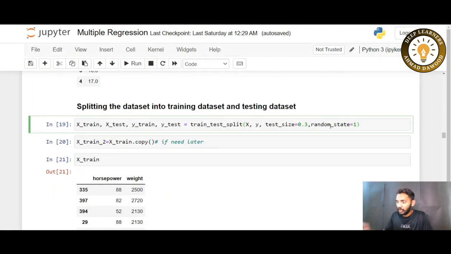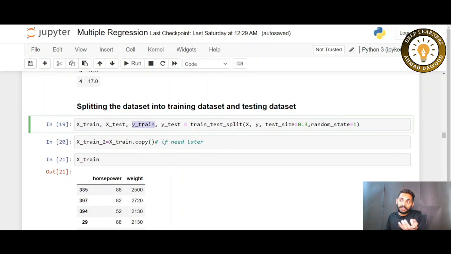So here I have four data sets in total. X_train, which is the independent variables for the training data set. And here you can say X_test, the independent variables in the test data set.